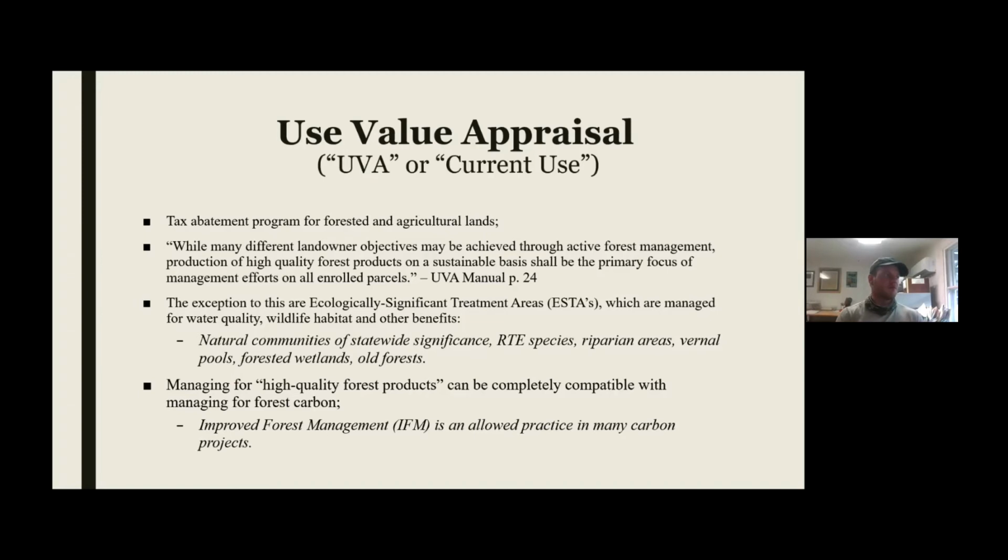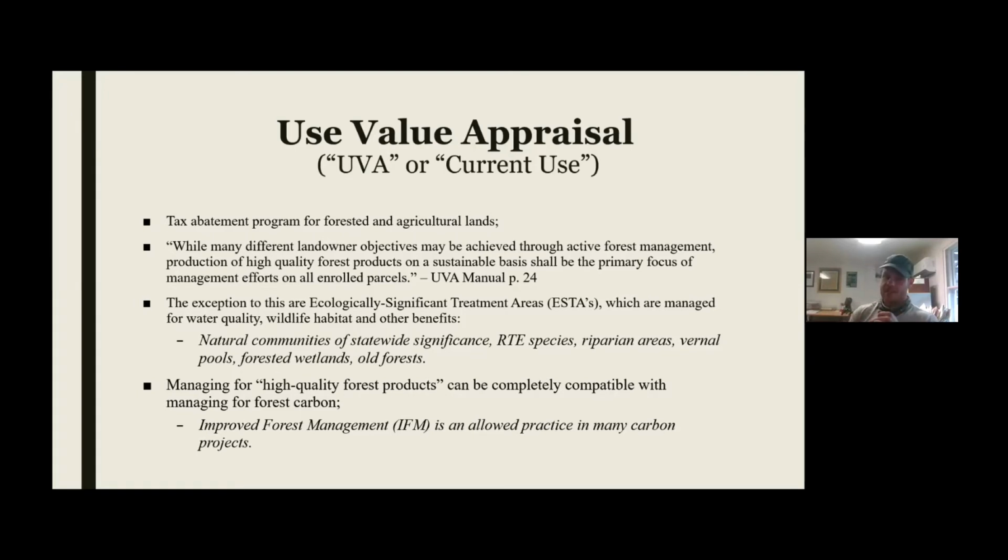What it says about forest management is, while many different landowner objectives may be achieved through active forest management, production of high quality forest products on a sustainable basis shall be the primary focus of management efforts on all enrolled parcels of forest land. That's from the UVA manual. There are exceptions to this. The exceptions are the ESTAs, their full name is the ecologically significant treatment areas, which are managed not for forest products, but for water quality, wildlife habitat, and other non-commercial benefits.